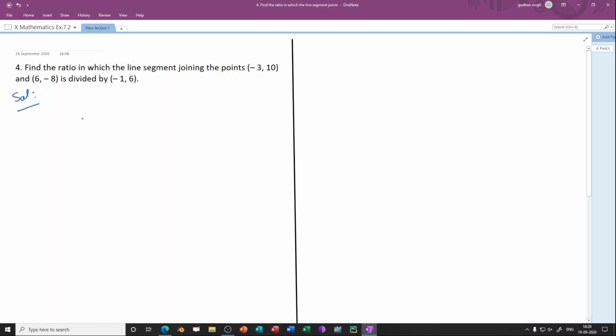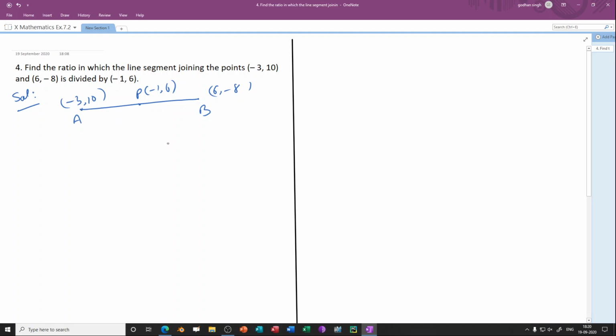So the first step which we will do is draw a rough diagram for this. Suppose this is the line segment. Let us give the names A and B to the endpoints of that line segment. So let A be -3, 10 and B will denote 6, -8. And what is given is to find the ratio in which the line segment joining the points -3, 10 and 6, -8 is divided by the point -1, 6. So let P be the point which is dividing AB at -1, 6, and we have to find the ratio in which P will divide AB.